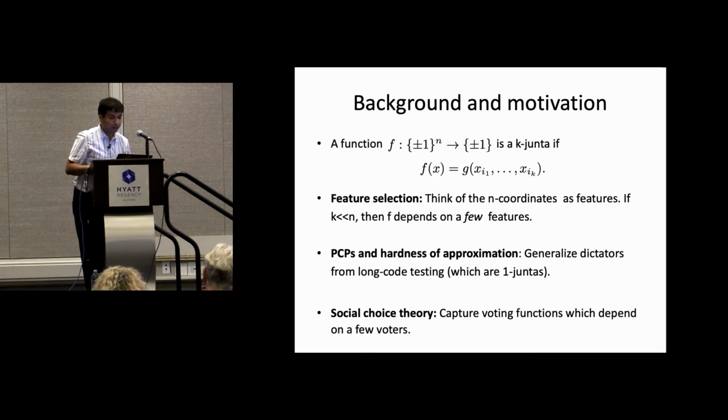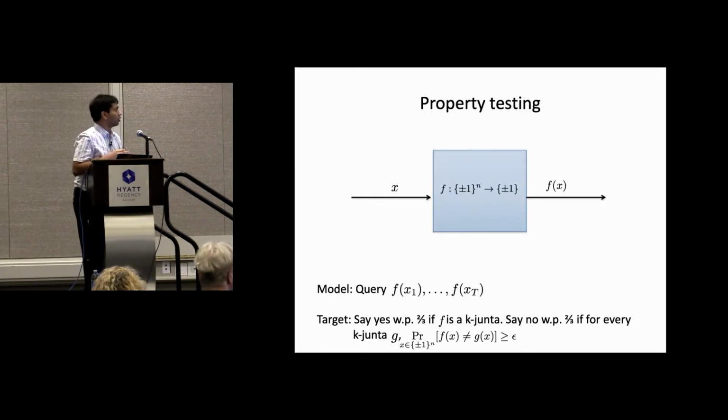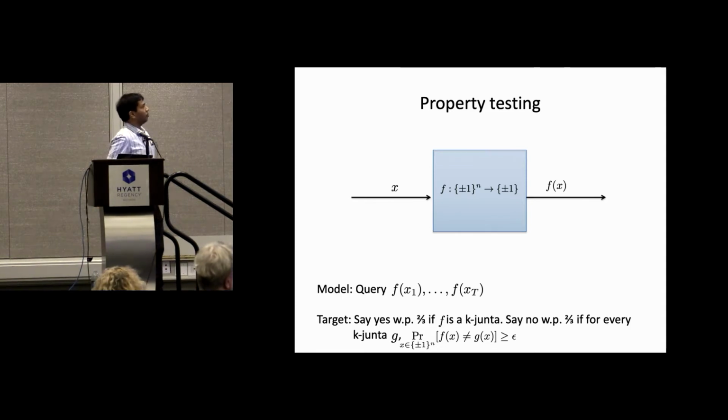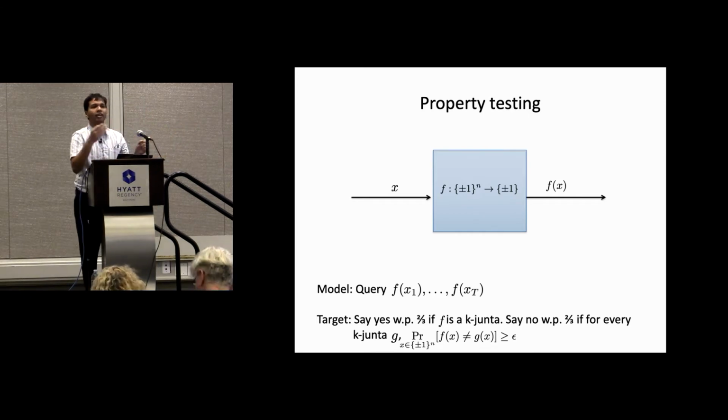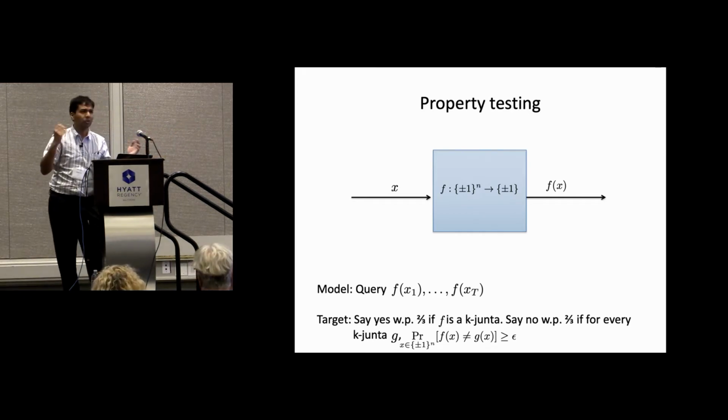aspects, and the problem we are interested in is that of property testing. In the usual model of property testing, there is an algorithm which has black box access to a function f. It can query it at any point. And property testing of Juntas would mean that the algorithm makes calls to this oracle for f at t points, let's say x1 to xt. These points will typically be randomized.